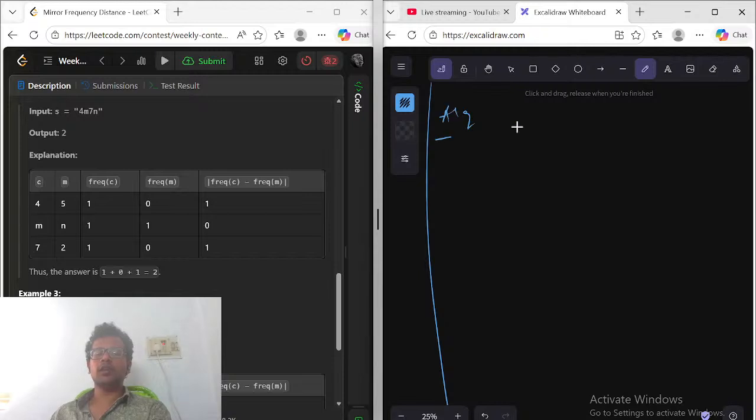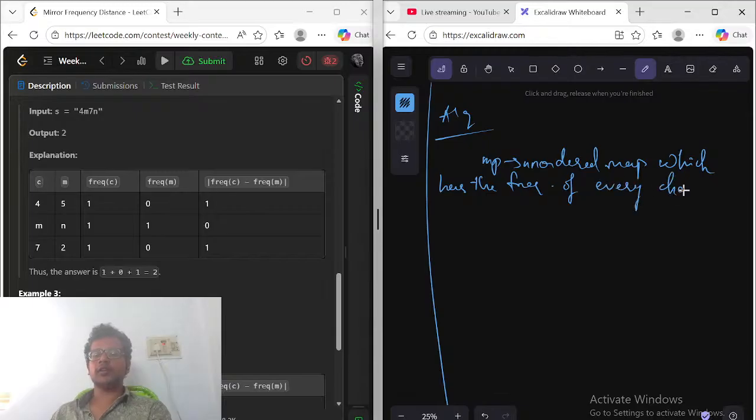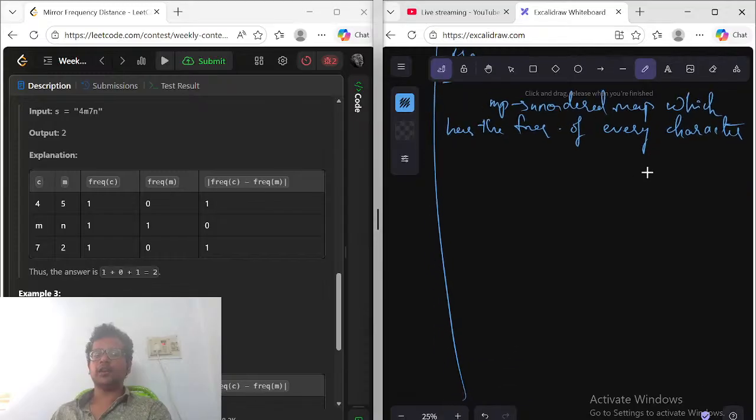However, the algorithm will use an MP, which is nothing but an unordered map, which has the frequency of every character. Now I will go from A to only M. Why? Because I am counting only one time. For digits, 0 to only 4. So I'll just take the middle character as M. So M is nothing but what do you say?